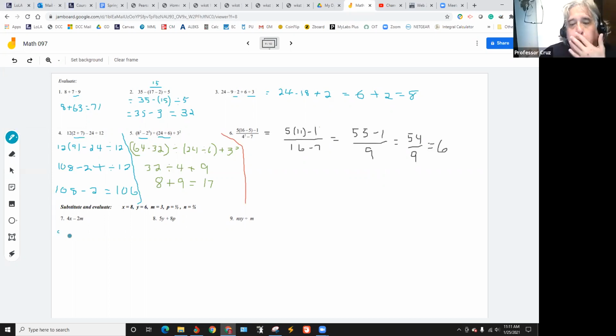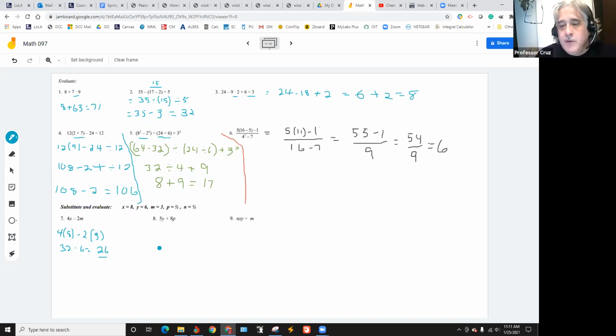So it's 4 times 8 minus 2 times 3. So that ends up being 32 minus 6, which is equal to 26. Good.